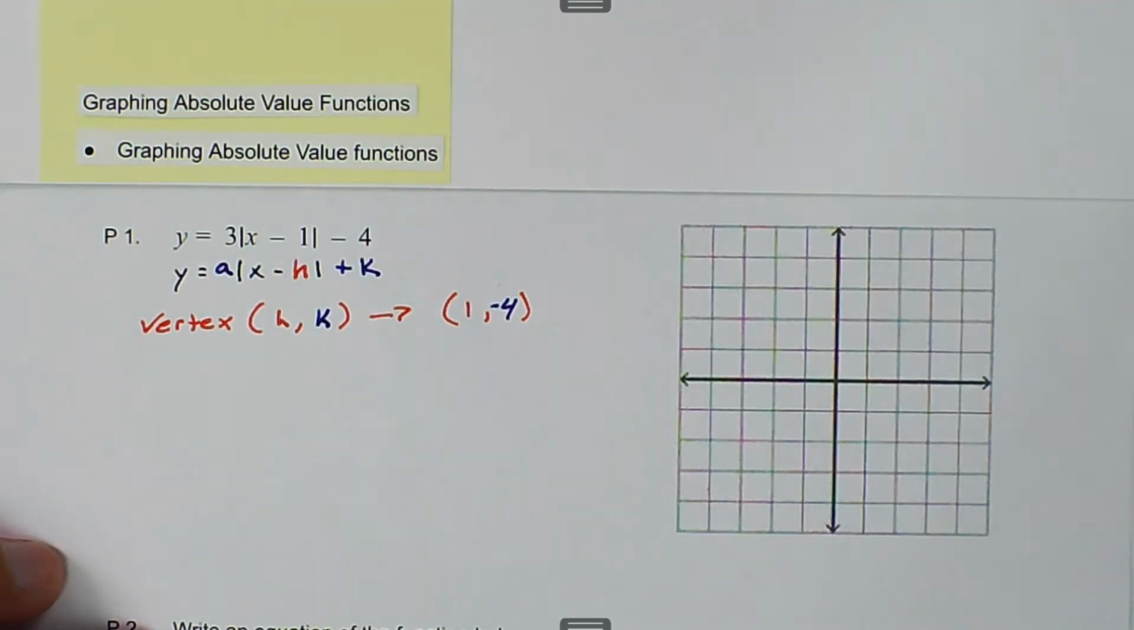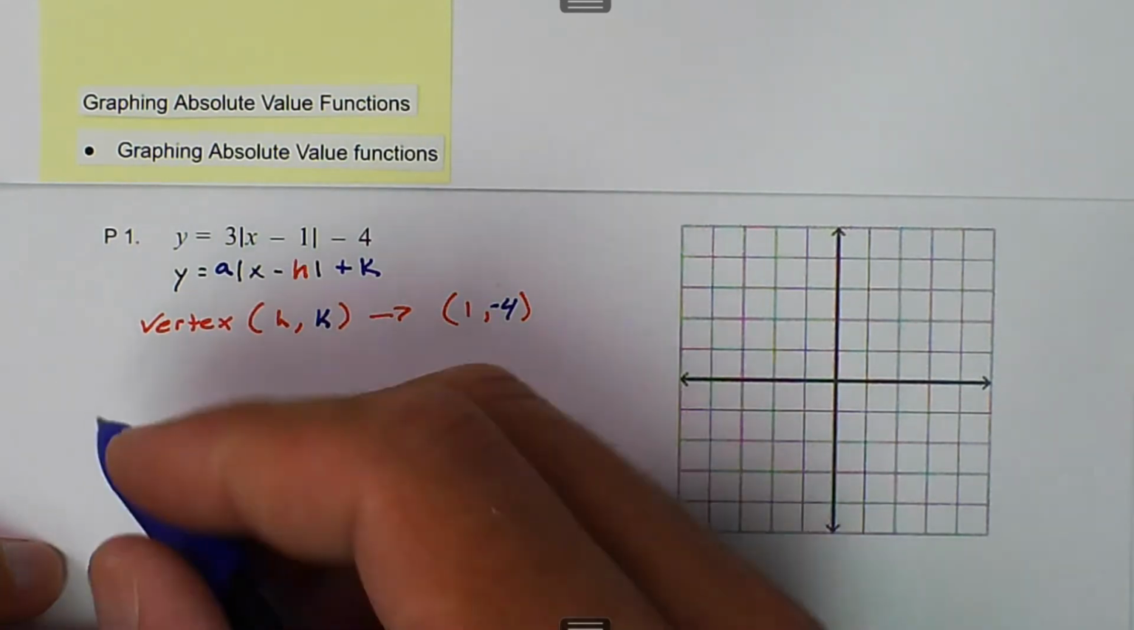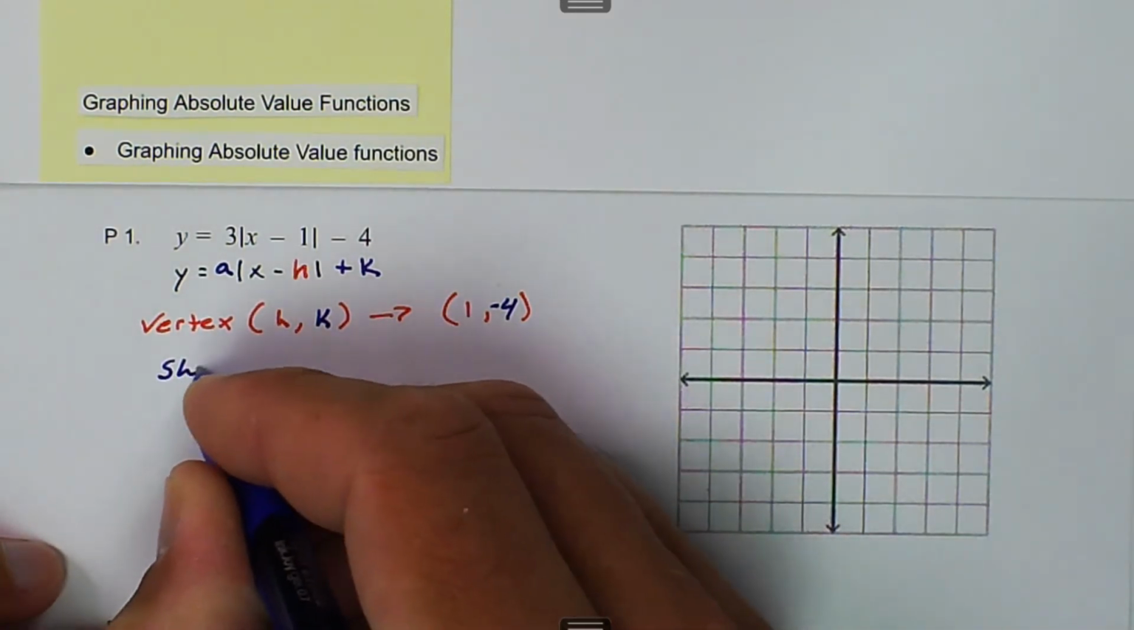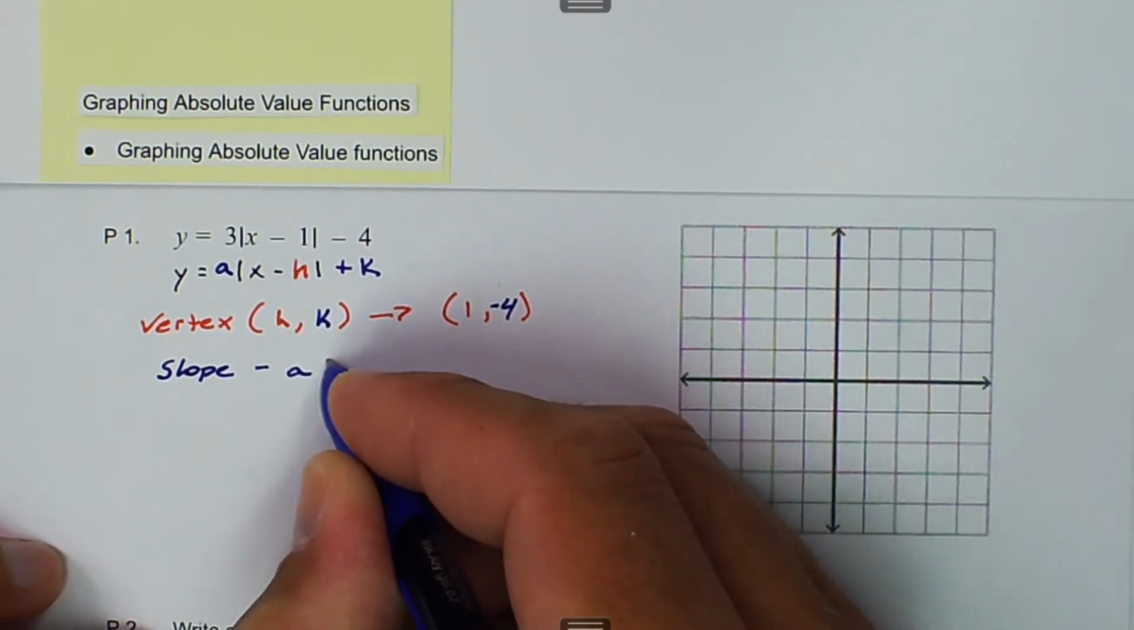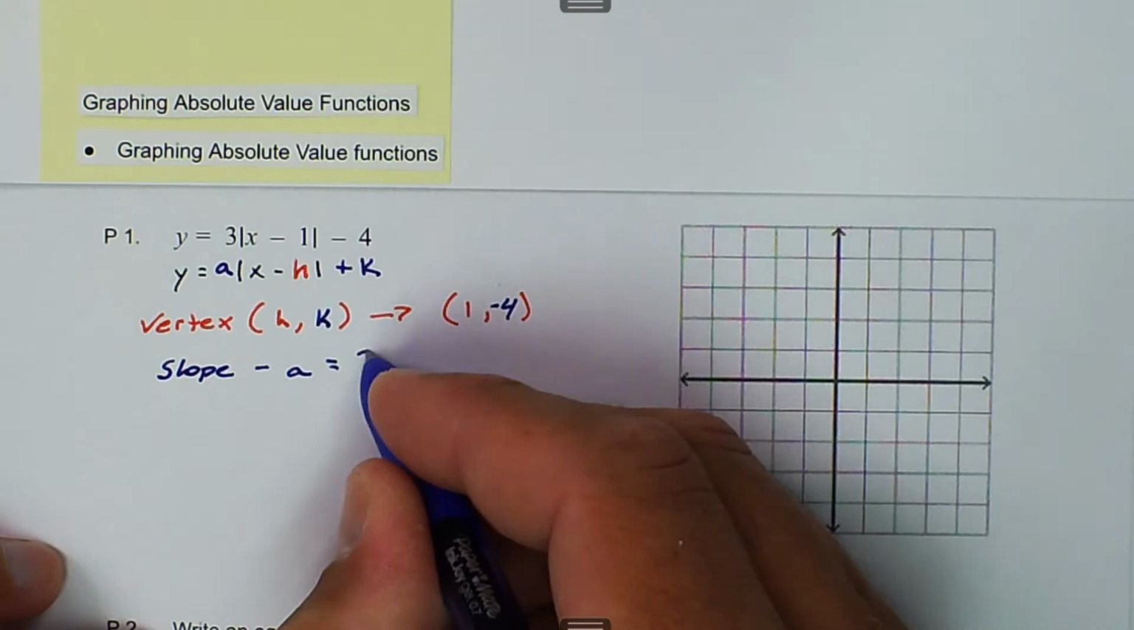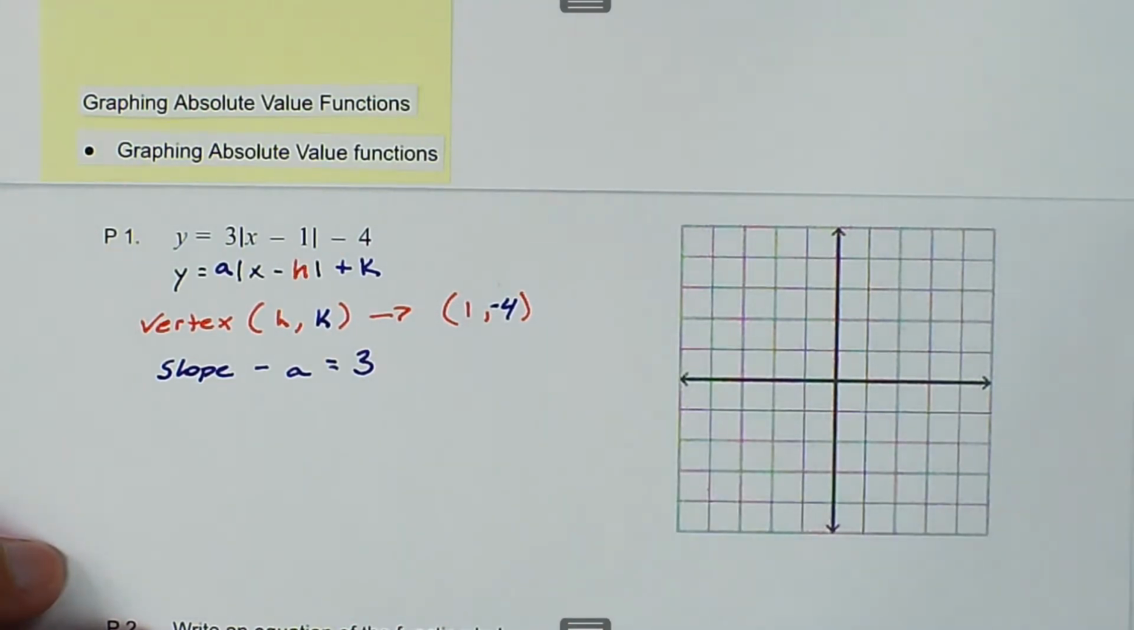Now we can look at our slope, or our a value. So that's our a value, and in this case, our a value is 3. So when we go to graph this, we're going to want to go up 3 over 1.